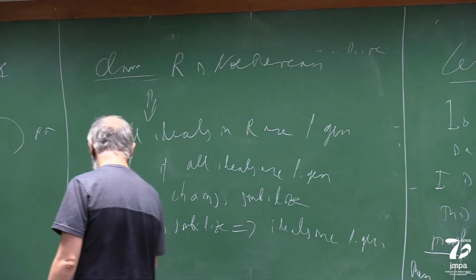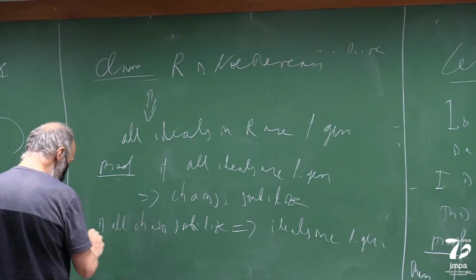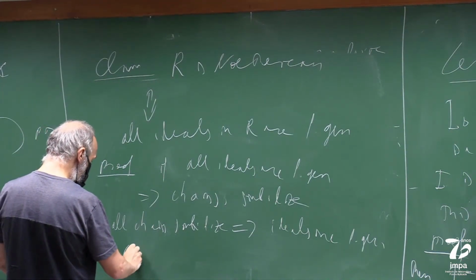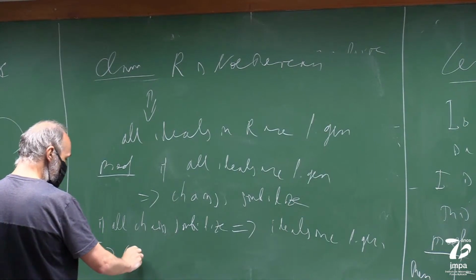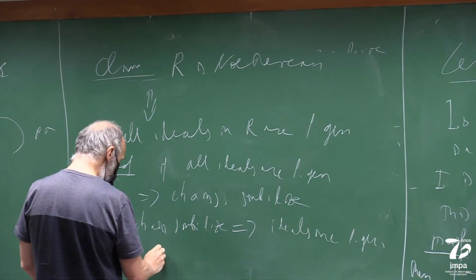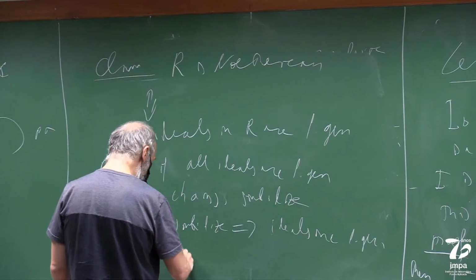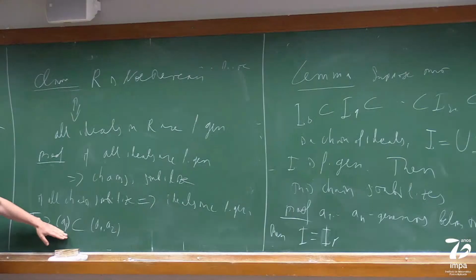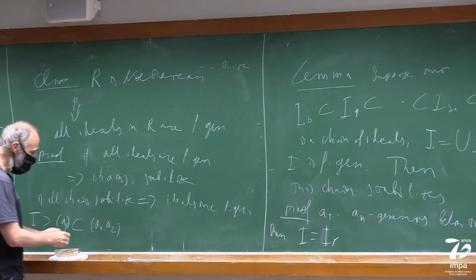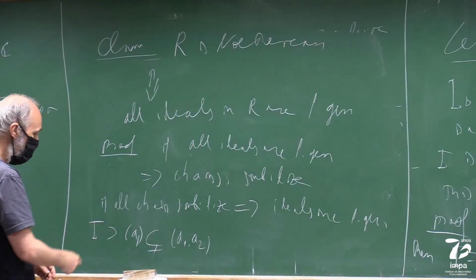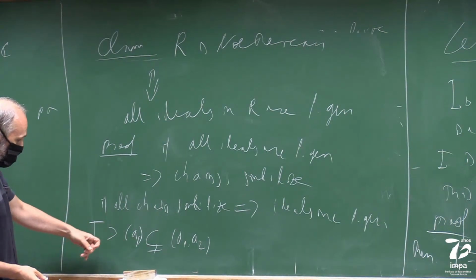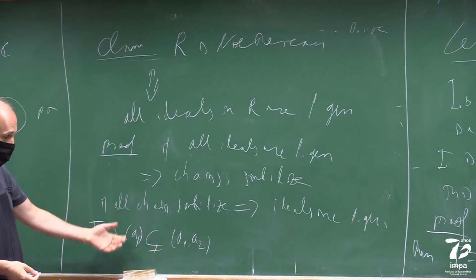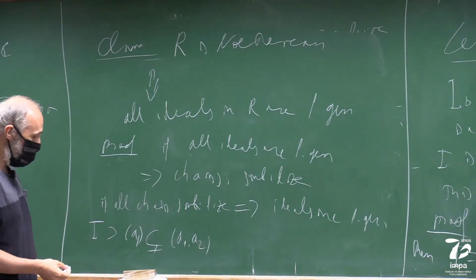Indeed, you take an ideal I, you take its subset generated by A1. And then you take its bigger, possibly bigger subset generated by A1, A2. And if I is not generated by A1, you can always find A2, which belongs to I, but doesn't belong to the ideal generated by A1, so this inclusion is strict.